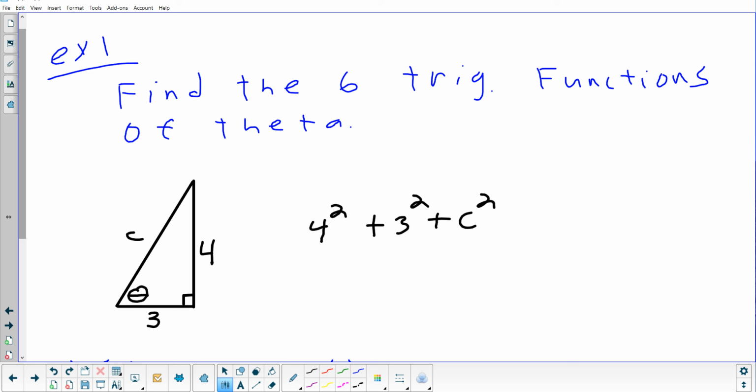Close. We don't have anything to solve there, because to solve it, we need 2 sides of an equation. Right now, we don't have an equation. It should be 4 squared plus 3 squared equals C squared. That's going to give me 25, which means the hypotenuse in this case is how much? 5.